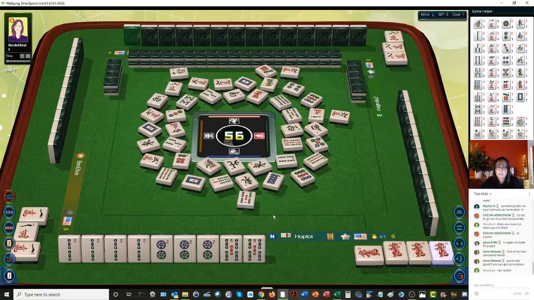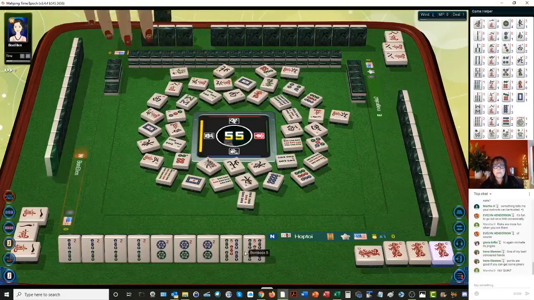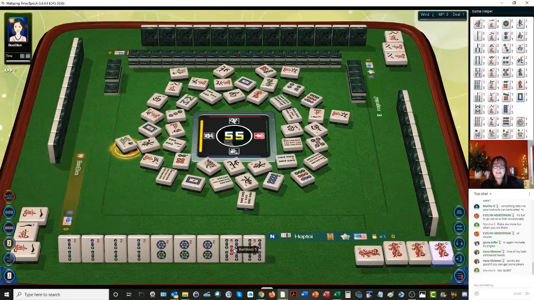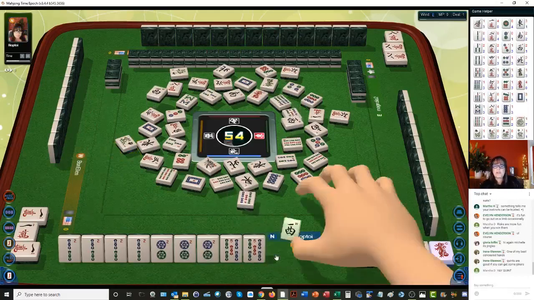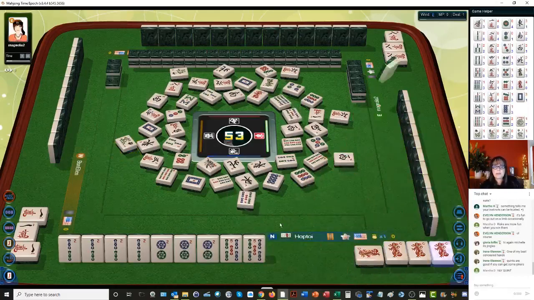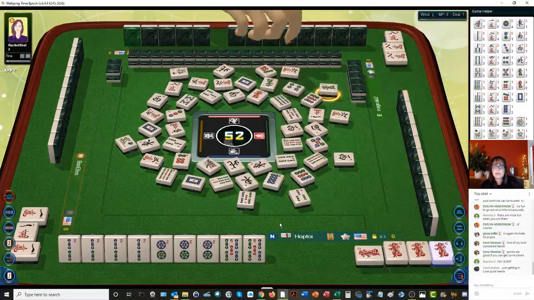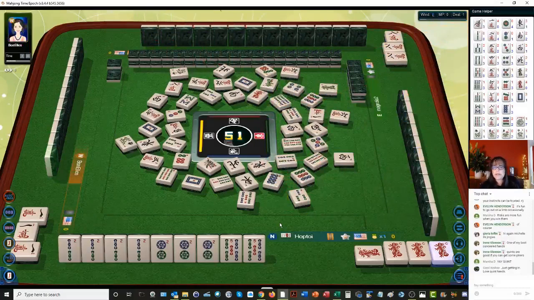Seven dots. So these are probably north safe wind discards. Plum. So we need jokers right now. A two dot would be nice. West is out. Nobody wanted it. West wind. Three bamboos. So let's see. Green dragon. They threw a nine bam. There are 2-9 dots out.